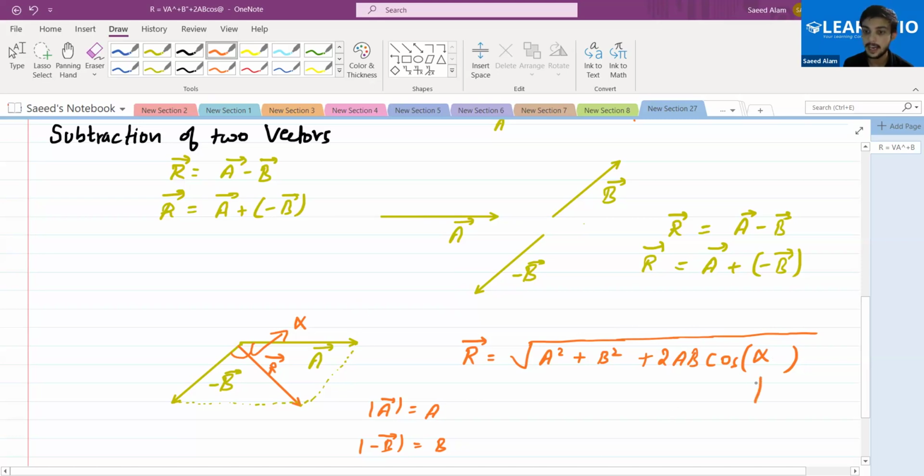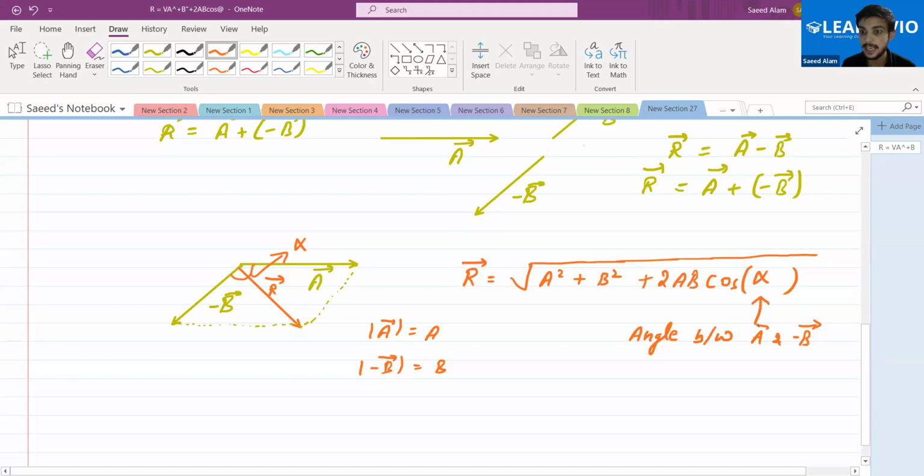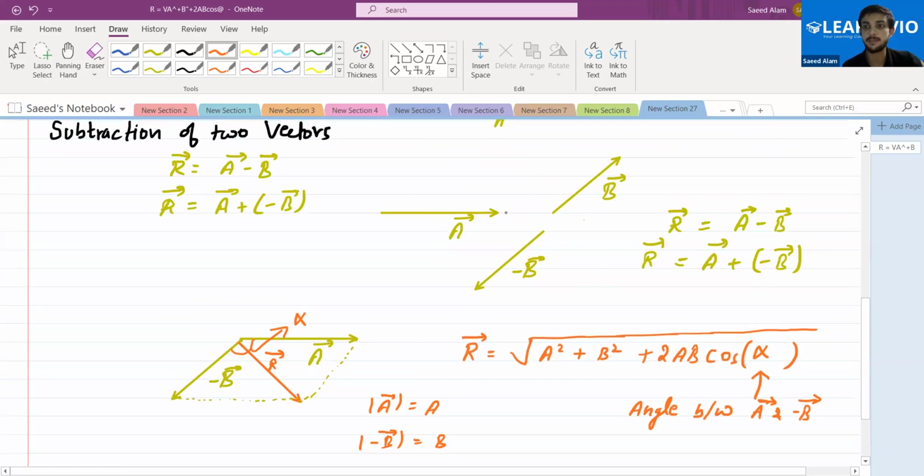What is this alpha now? The entire angle, between which two vectors is this angle? A and minus B. Angle between A and minus B. Is this clear to you? That this is the angle between A and minus B. But we are actually much more comfortable in finding the angle between A and B.